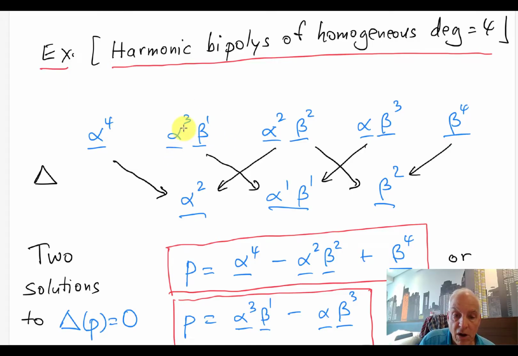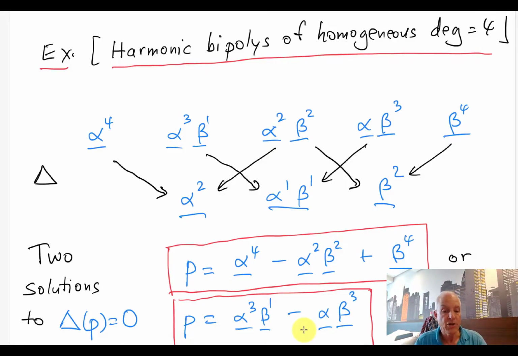The Laplacian on this one is this thing here, and the Laplacian on this one is also this thing here. So if we want to have a result of 0, we have to take a difference, this one minus this one. So there's the second solution. And of course, any linear combination of solutions is also a solution. So there's not just 2 solutions.